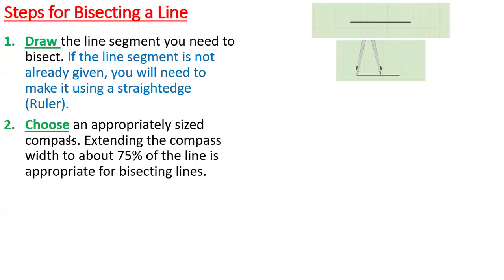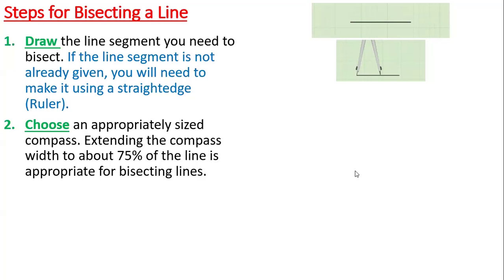Choose an appropriately sized compass. Extending the compass width to about 75% of the line is appropriate for bisecting lines. Very good. Question, are we writing this down or are you just looking at the slide? If you're writing this down, please. I'm writing it down. Everyone should be writing this down, please.